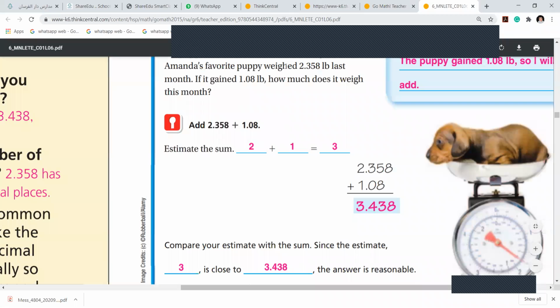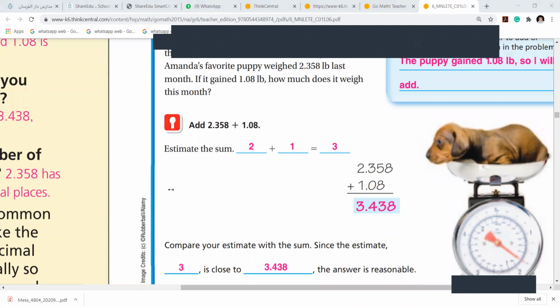Like you have 2.538, you see this? 2.538. You'll put a point here, and just below that you have to put the point of the other number. So 0 will be written after here.